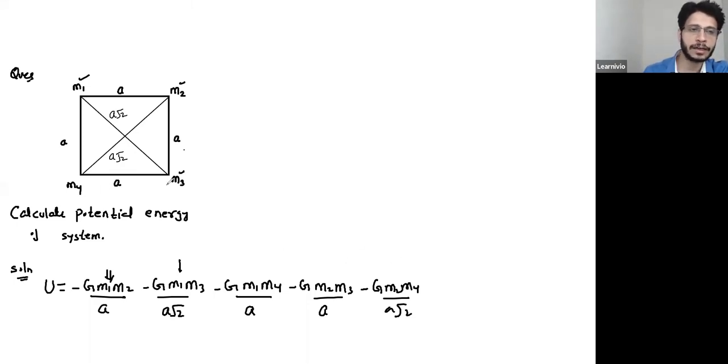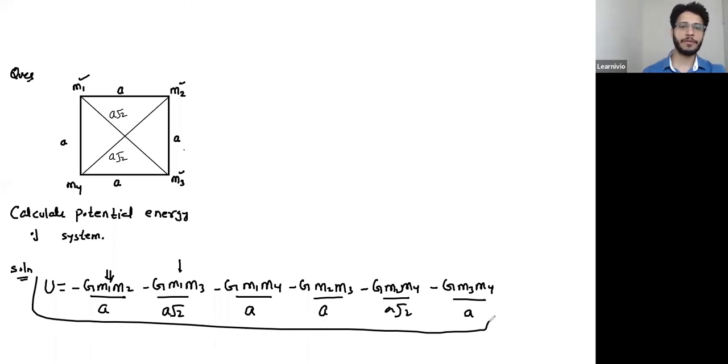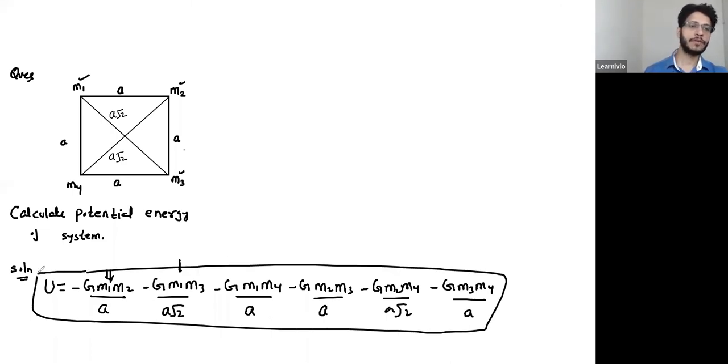The interaction that is left is M3 and M4. So that's minus of G M3 M4 divided by. So you have in total 6 interactions. So this is the potential energy of the system having 4 masses. If you have 3 masses, then correspondingly you have to count the number of interactions. So that was about potential energy.